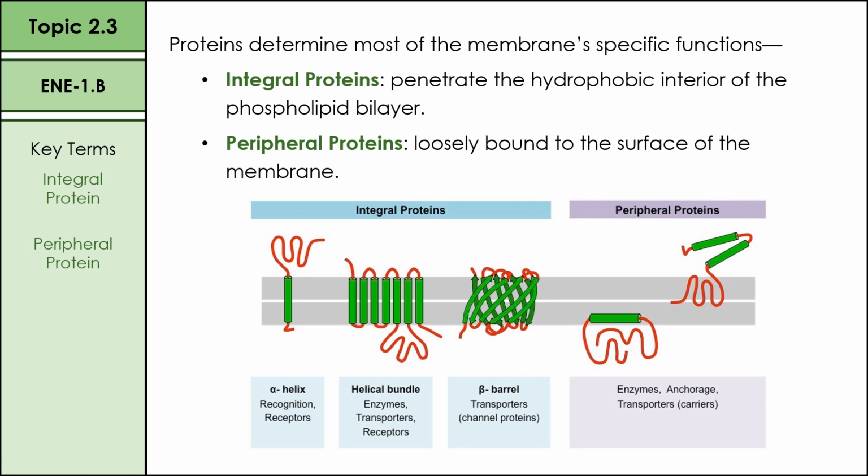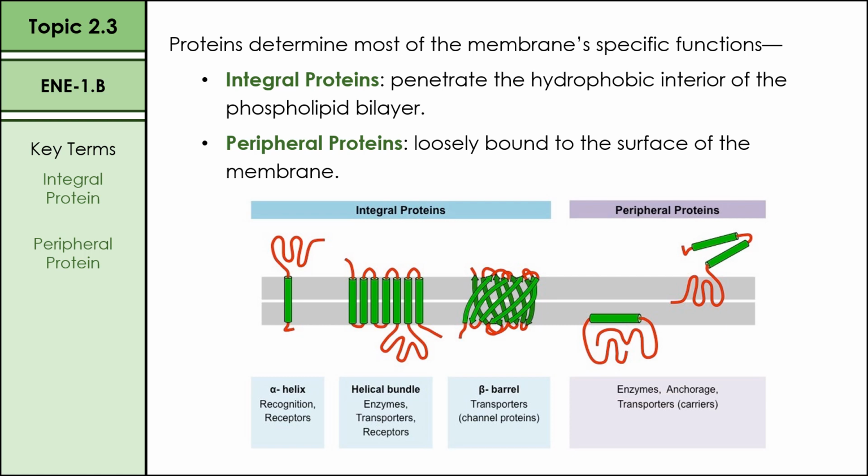These include, to highlight two major categories, integral proteins. So these are proteins that go all the way through. They have one side outside of the cell, one side inside of the cell, and then that hydrophobic bit on the inside of our cell membrane.